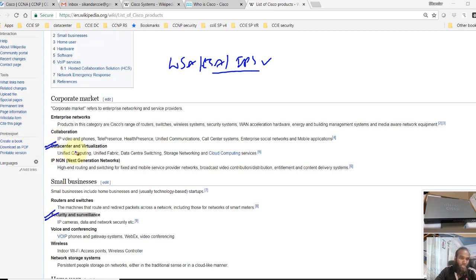Also, it offers other devices which are used in data centers, like UCS servers, some kind of unified computing or unified fabric, or data center switching using Nexus switches. It is also used in voice and video over networks, like collaboration. Generally we call it using IP phones, telepresence devices, or different call center system devices.